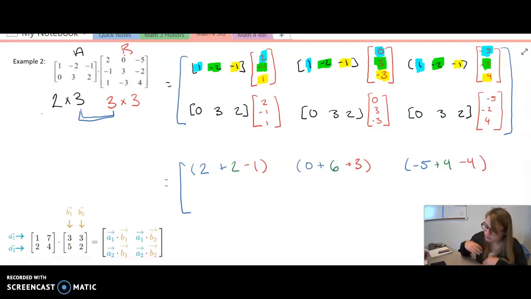Okay? Now with that same idea, I want you to do the second row. You can do 0 times 2, 3 times -1, all that fun stuff. So try that on your own. Pause the video here and try row 2.